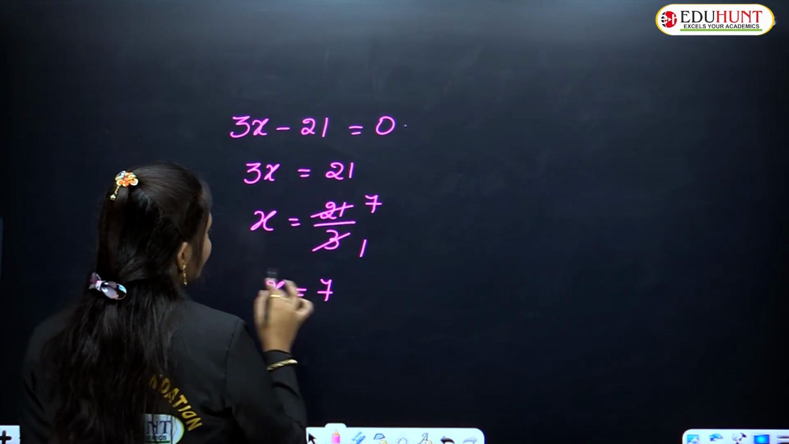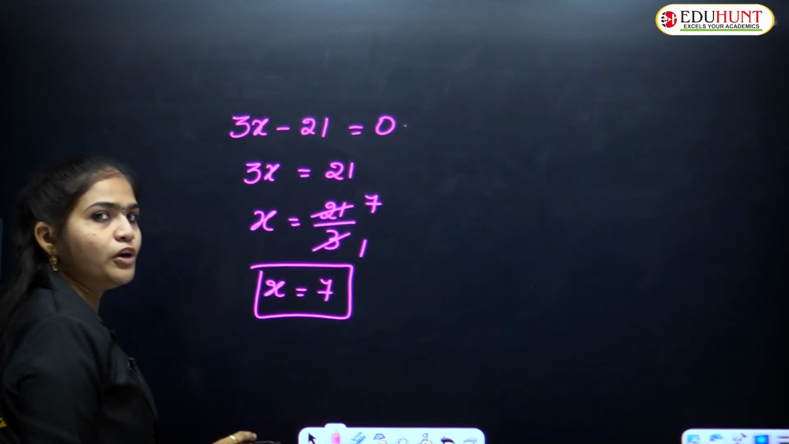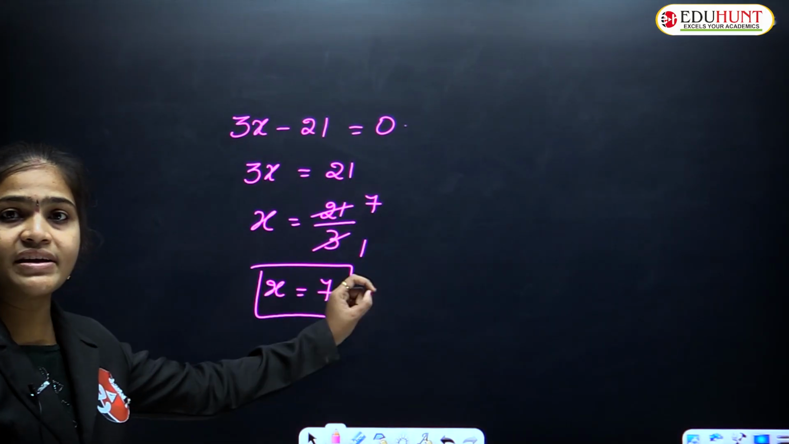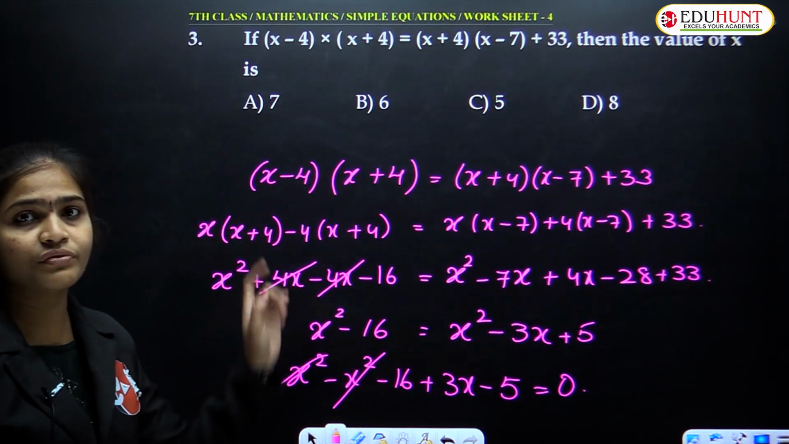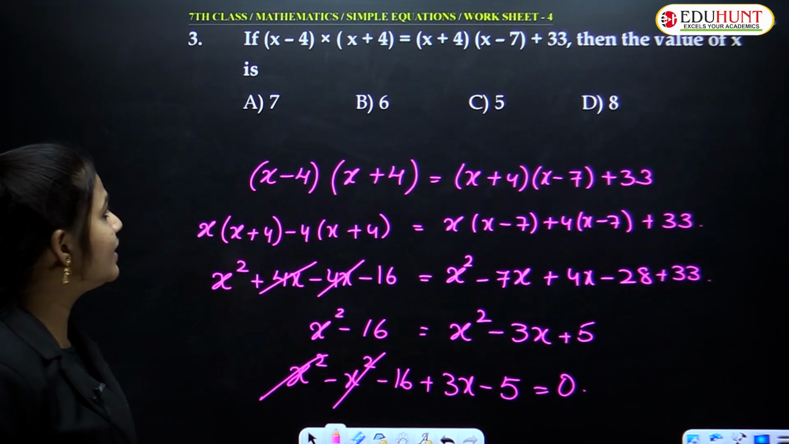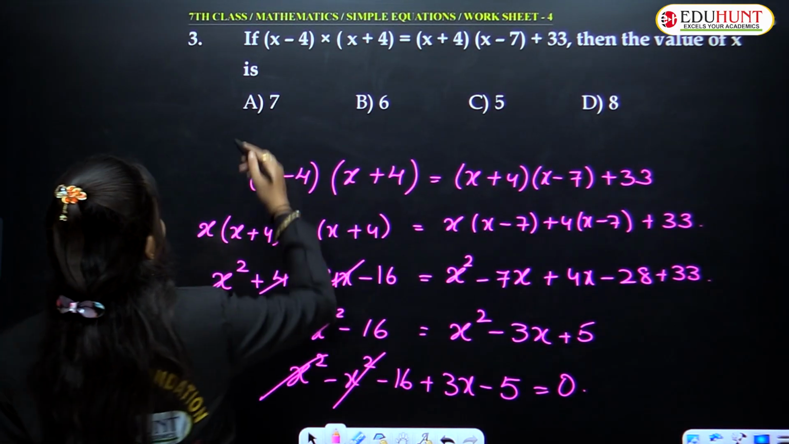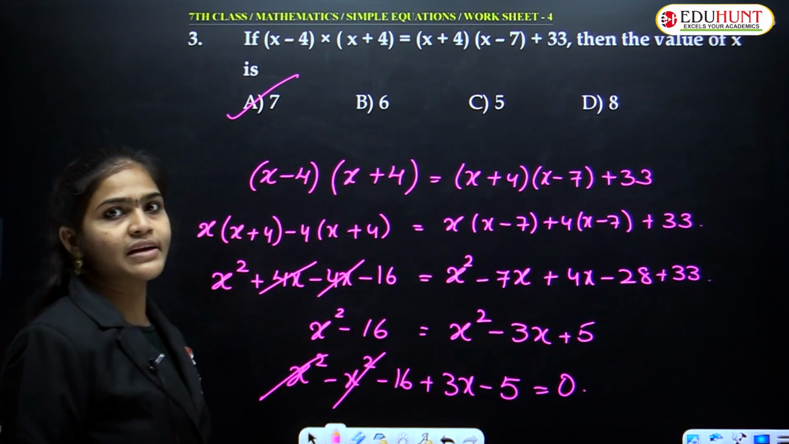Finally here x is equal to 7. So what is the value of x here? x is equal to 7 satisfies the given equation. That's why 7 is the root of the given equation. Understand? Now which option is satisfying? Option A, that is 7.